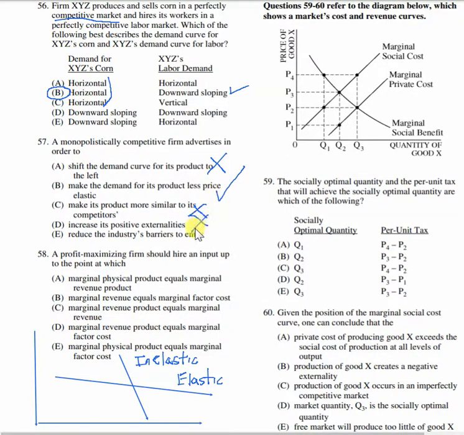And finally, E, reduce the industry's barriers to entry. And boy, that would be the worst thing you could do because then you'd have more competition. So here the answer is B.